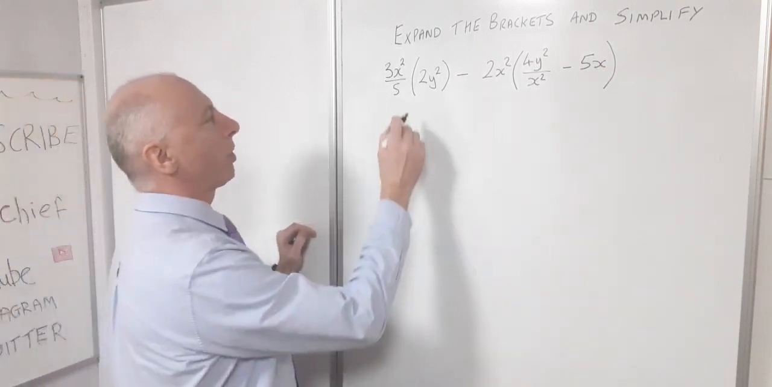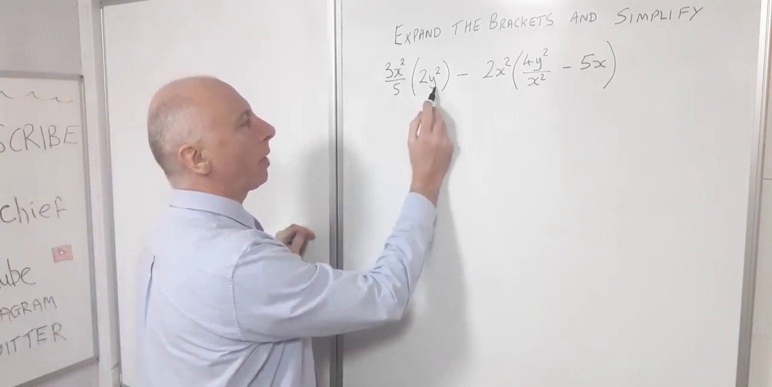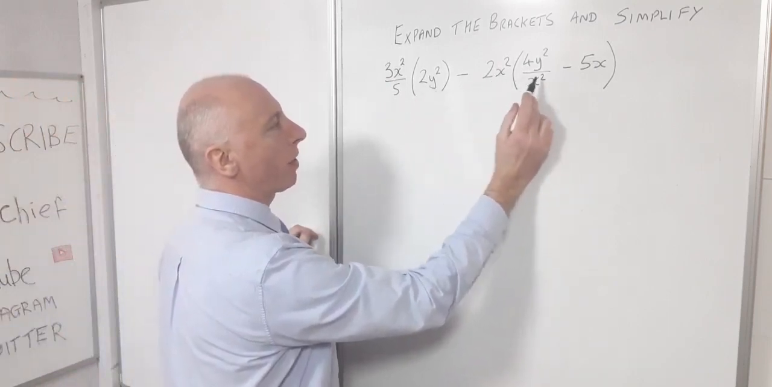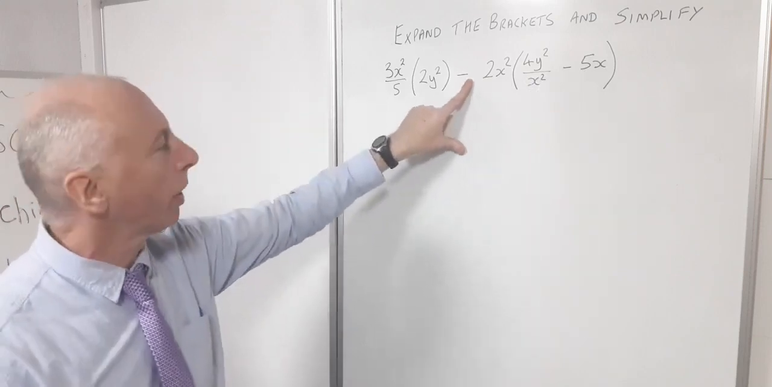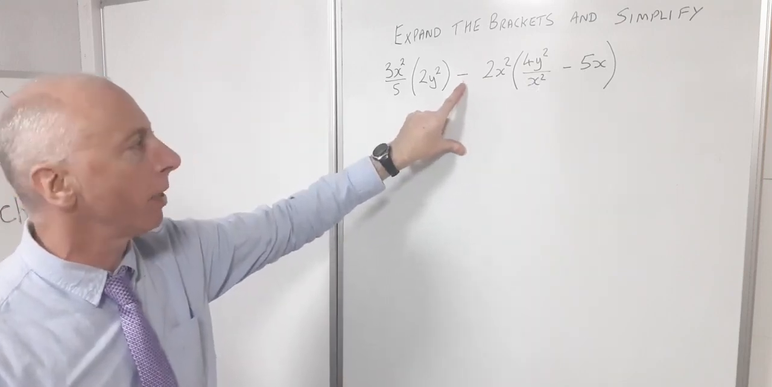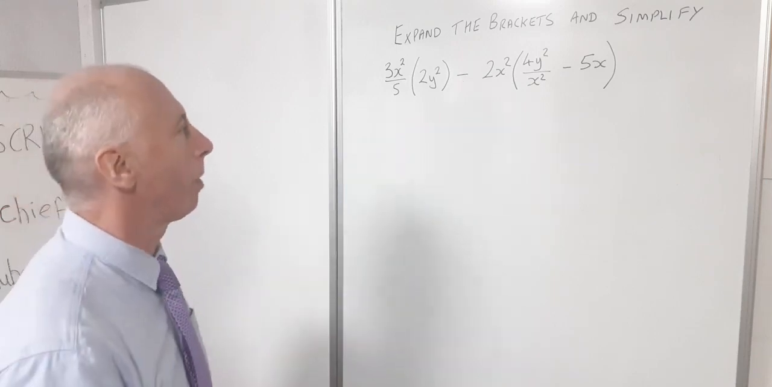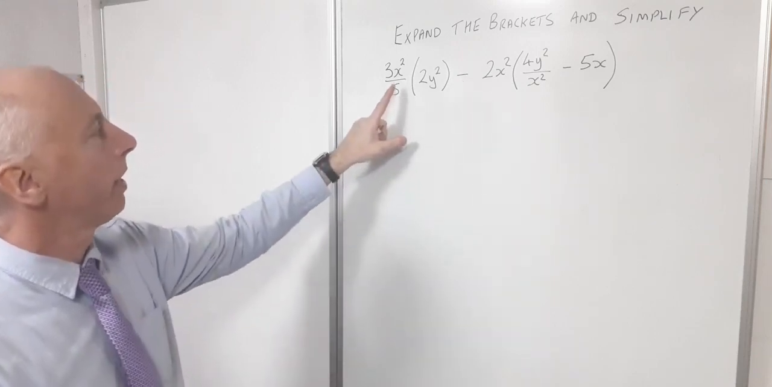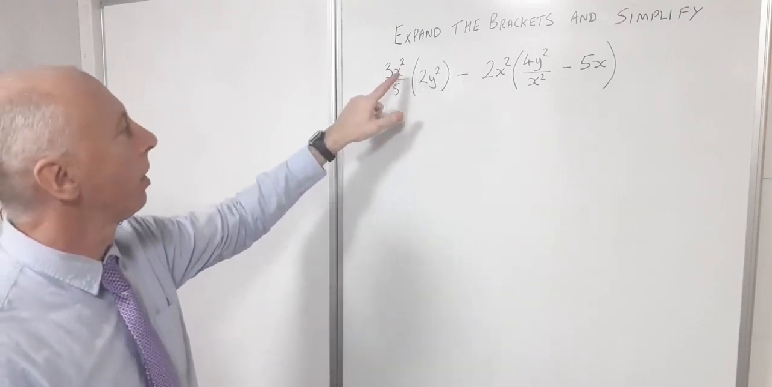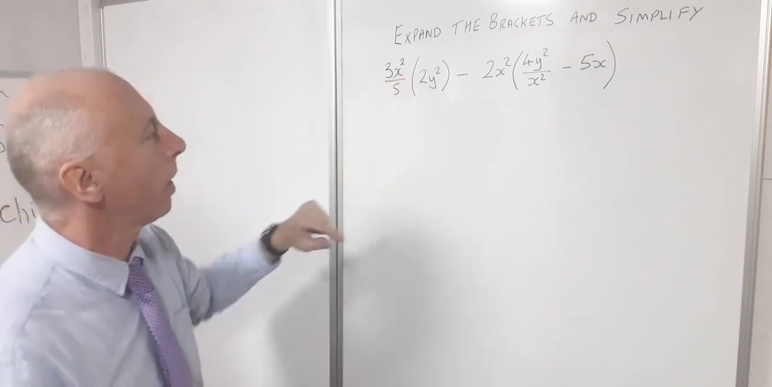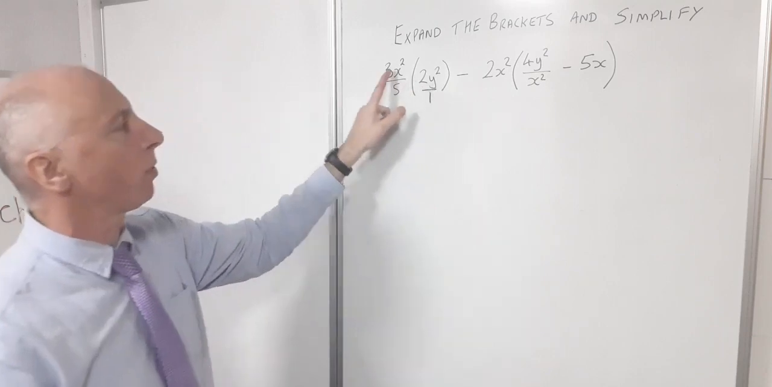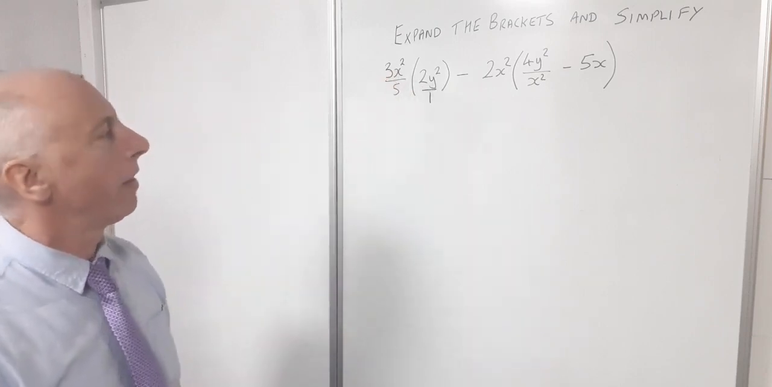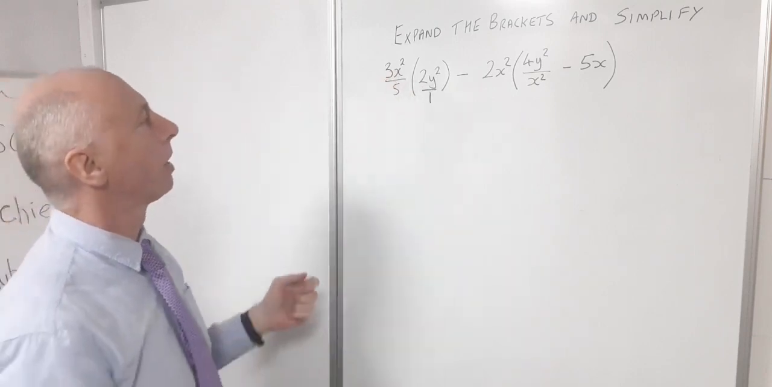So what we have to do is multiply this by everything in this bracket and multiply this by everything in this bracket. And here, for extra complications, we've got a minus sign here, so we need to be careful when we're dealing with this one. Okay, now let's deal with this one first. So 3x squared times 2y squared. We can write that as 2y squared over 1, so they're both fractions. Then that could be a little bit easier to read.